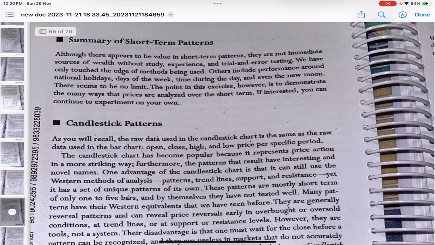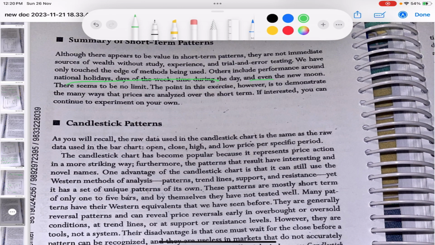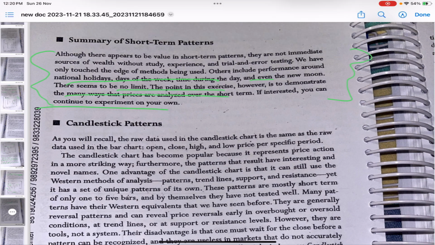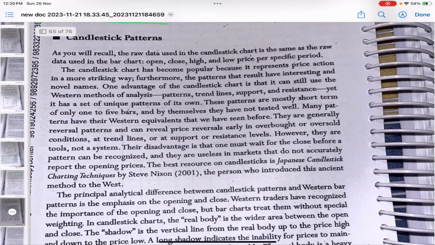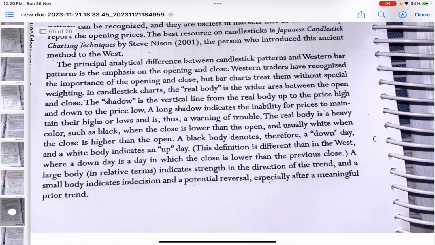Alright, now this is the summary, that there are so many things, but we need to always backtest and we need to experiment before you actually use your real money. Now we come to candlestick patterns. We all know what candlesticks are. Very simple, very basic. Japanese candlesticks, and that is what we are going to read over here.